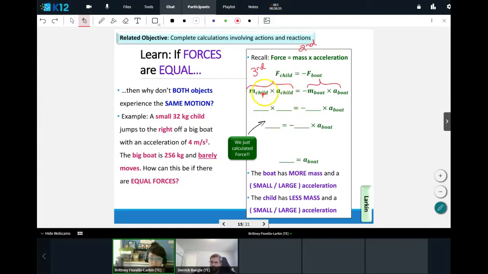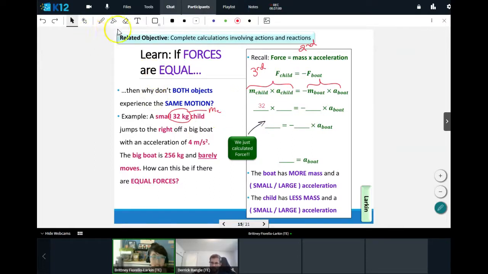So what is the mass of the child? Again, mass is measured in kilograms. Take a look at our question. What is the mass of our child? What should I be plugging in for the mass of the child? Tell me in the chat. Thank you. I see Cody, Mallory, Kalina. Yes, it's 32 kilograms. So this is our mass of our child, MC. So let me go ahead and plug that in. So we have 32 right here.